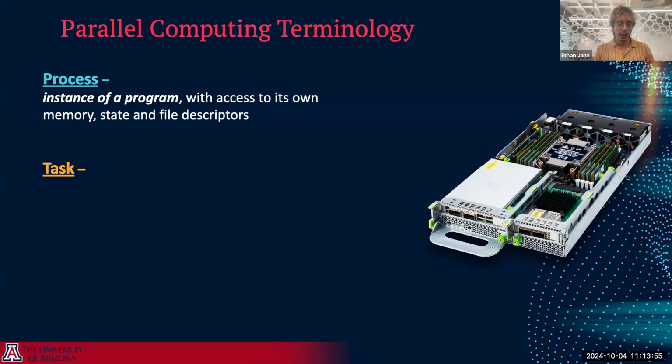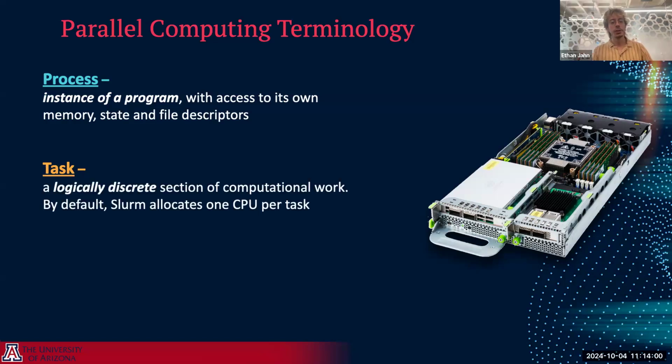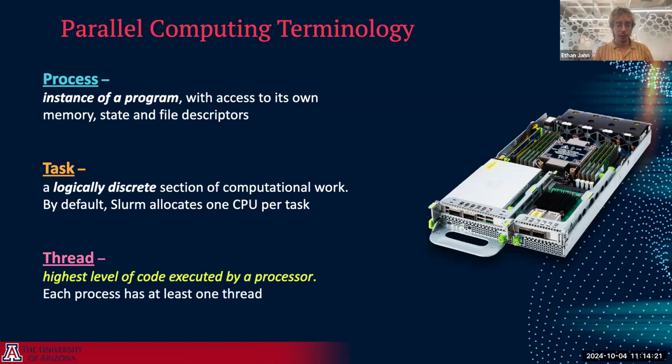A task, on the other hand, is a logically discrete section of computational work. So a process might involve multiple tasks. A process might be parallelized, for instance. It might be able to run multiple tasks simultaneously, even though the process is considered one instance of a program. And then a thread is the highest level of code executed by a processor. So each process has at least one thread. Sometimes it might have multiple threads.